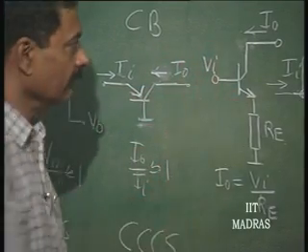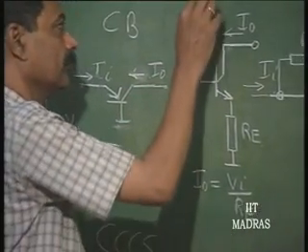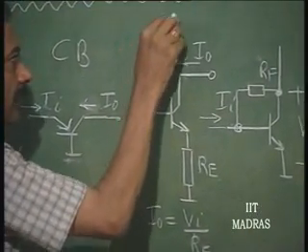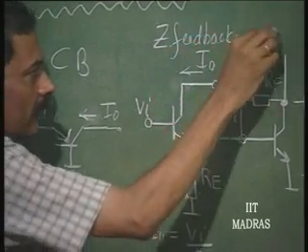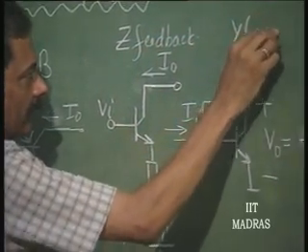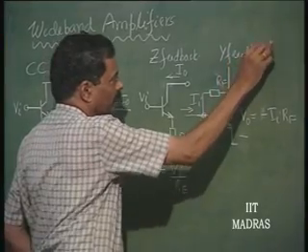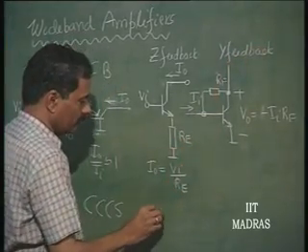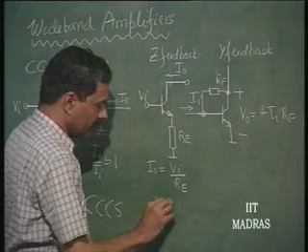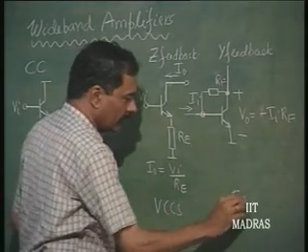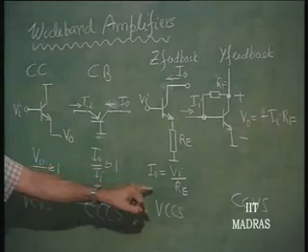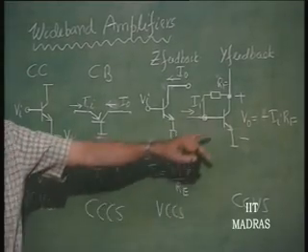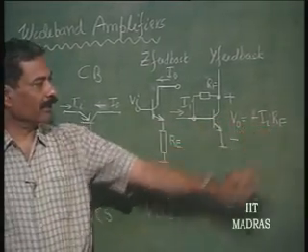Again here we have Z feedback, this is Y feedback. So, this is a voltage controlled current source, current controlled voltage source. Correspondingly, the transfer parameters are written here. I naught is V I by R E, V naught is equal to minus I I R F.